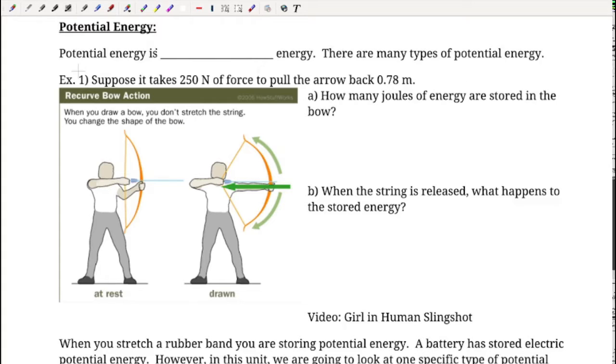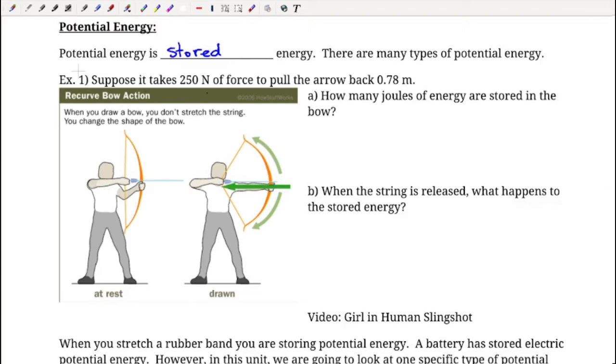So potential energy is stored energy. In the case of gravitational potential energy, I'm storing energy by lifting something and holding it above the ground. When I'm stretching a rubber band, I'm storing the energy in the stretch. So for example, here's a picture of somebody pulling back on a bow, and it says, suppose it takes 250 newtons of force to pull the arrow back 0.78 meters.